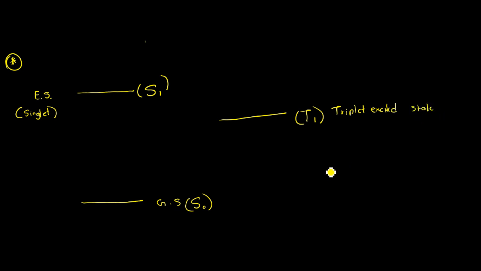Okay, triplet excited state. Look at the energy difference. I have drawn this according to its energy difference, right? So this is the energy. You can see the singlet excited state has relatively higher energy than the triplet excited state. This can be changed, right? This is not exact. This can be changed based on the chromophore.